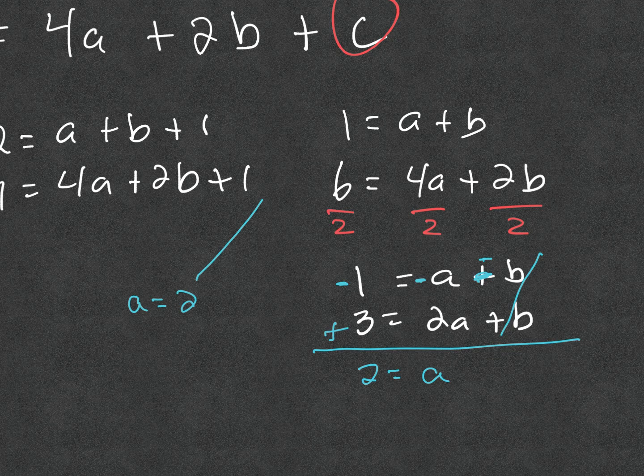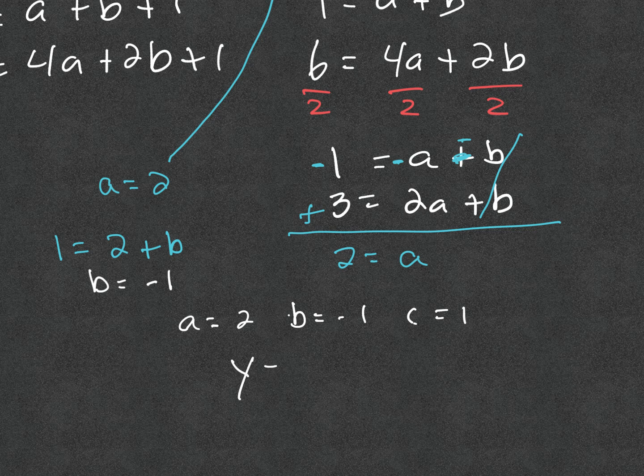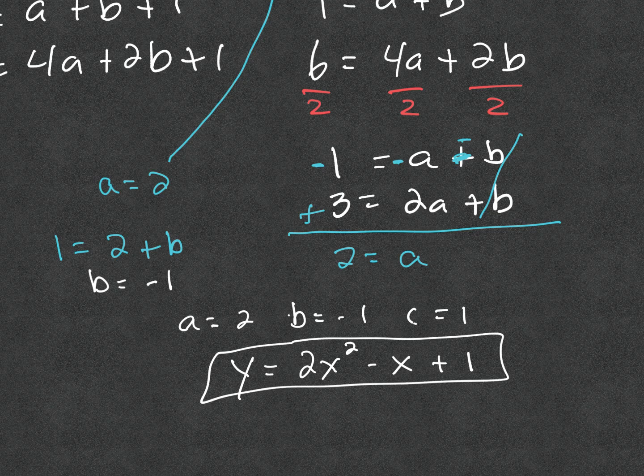Now I can plug that 2 there. And if 1 is equal to 2 plus b, well, guess what? b is equal to -1. So now I have all 3. A is equal to 2, b is equal to -1, and c is still equal to 1. And so I have y equal to 2, because a is 2, 2x squared, minus x, because b is -1, plus 1, because c is 1. And there is my quadratic.